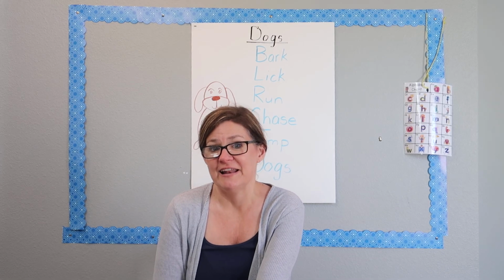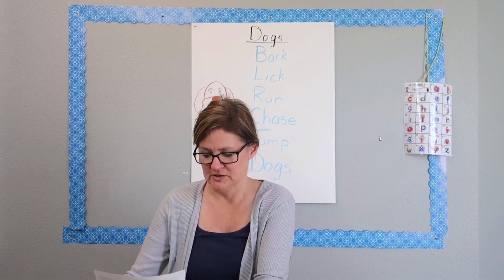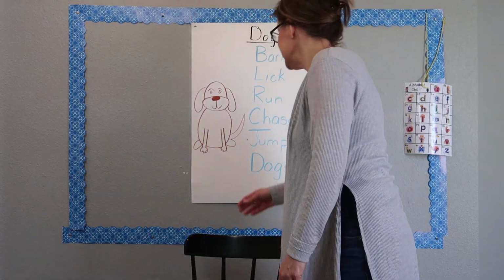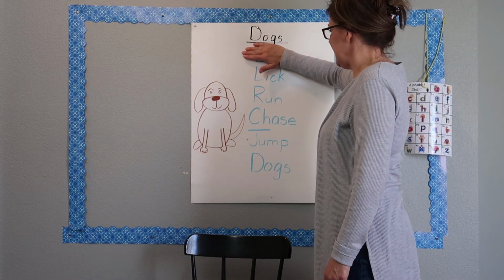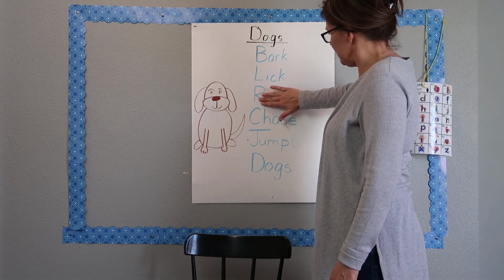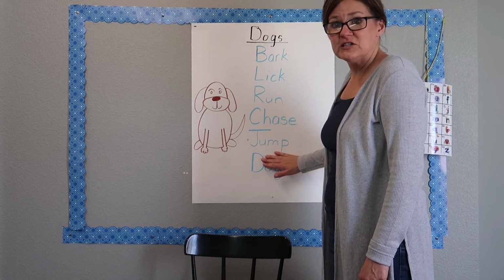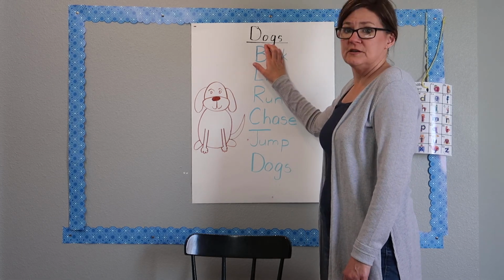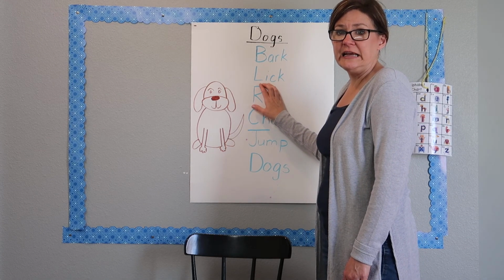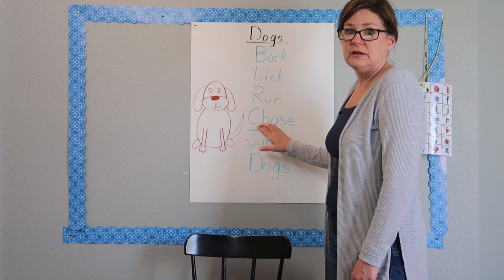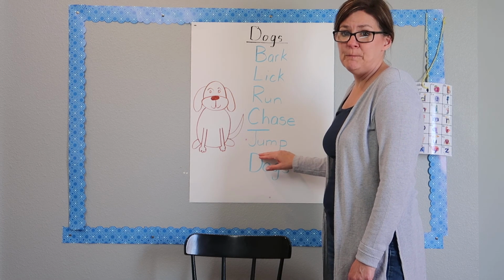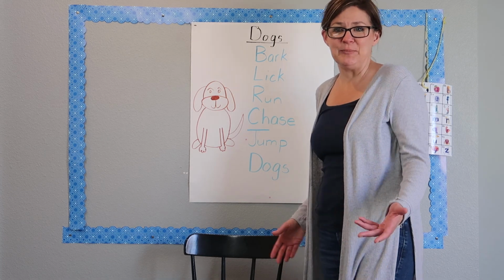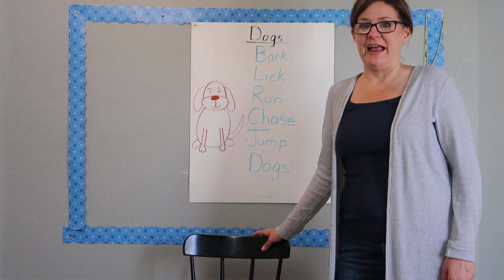And today I decided that I was going to write mine about dogs. I just wrote dogs at the top, and then I wrote 5 words that describe something that dogs do. So I write dogs: bark, lick, run, chase, jump, and then I ended it with dogs. That's just an example of a fun poem about animals.